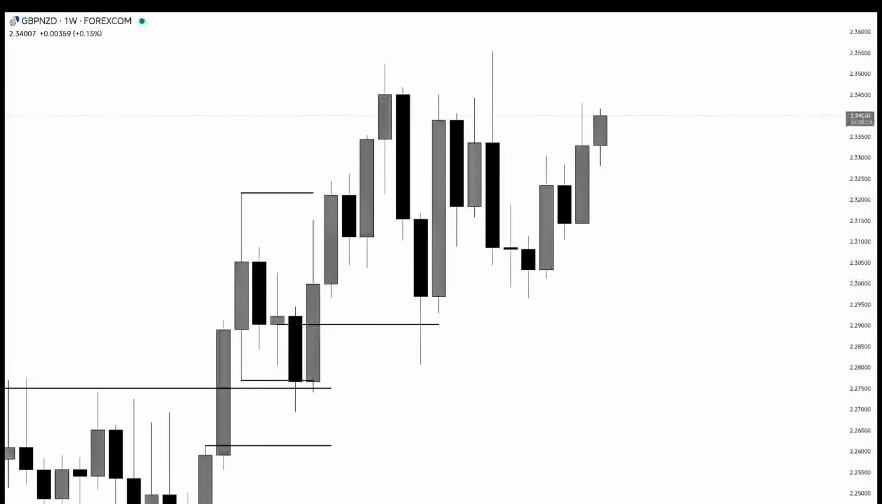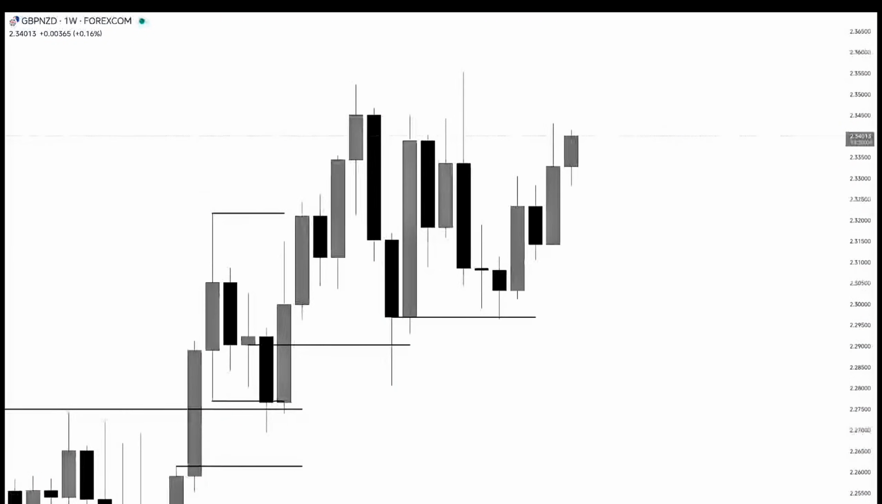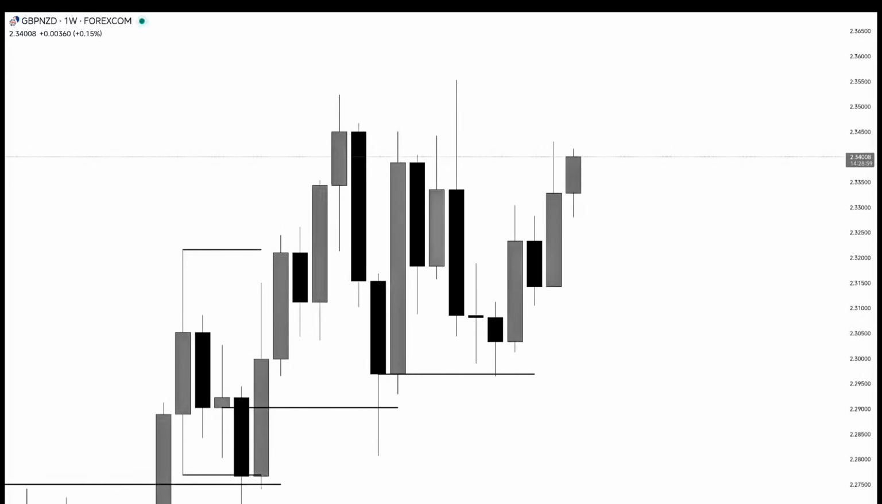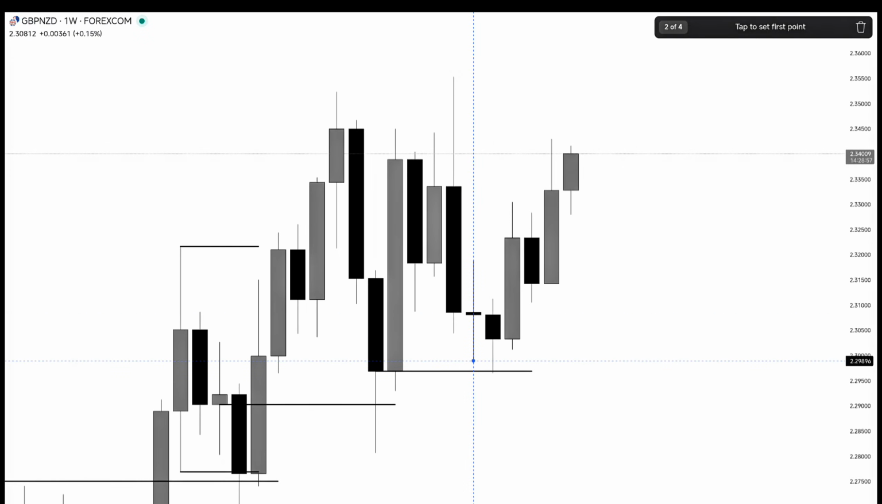So MSNR and CRT work in alignment. MSNR is for entries, and CRT is all about your directional bias. So take a look at this. We have this V-shaped level here, right? This is a V-shaped level created by that particular rejection in price. And what do we have? We have this CRT low here, and we have this CRT high.